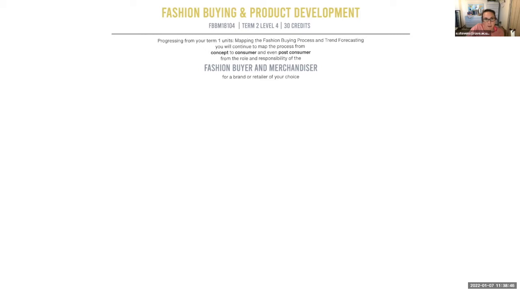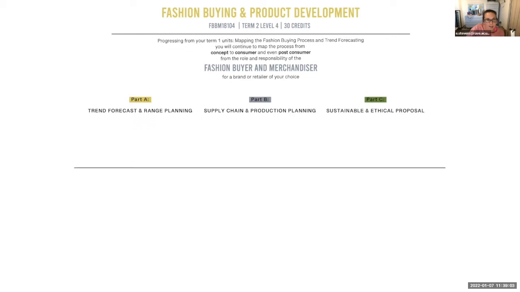They will continue to map this process from concept to consumer, even looking at post-consumer, looking at it from the role and responsibility in this unit of a fashion buyer and/or merchandiser for a brand or retailer of their choice. So the unit is split into 3 sections, part A, B and C. Again, just naturally mapping the process from concept to consumer.